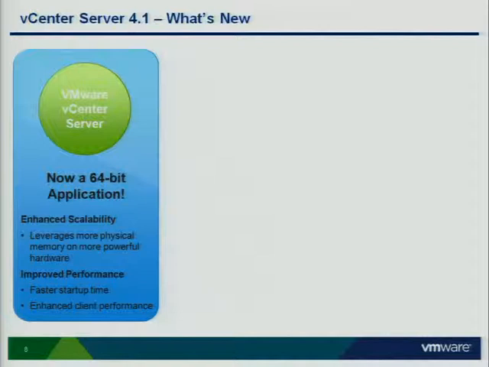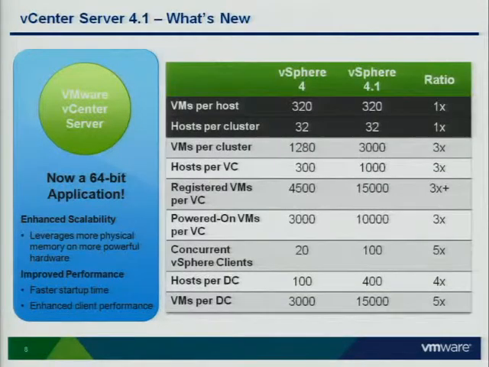Given that we talk about scale in numbers, let me tell you the numbers we are referring to here. A single vCenter instance can now manage up to 15,000 registered VMs. It can manage up to 10,000 powered-on VMs. The number of concurrent vSphere clients has also drastically increased by 5x. So you can see that across the board, there is a 3x to 5x scaling factor that's been introduced as a result of going 64-bit and the other performance improvements we have made.